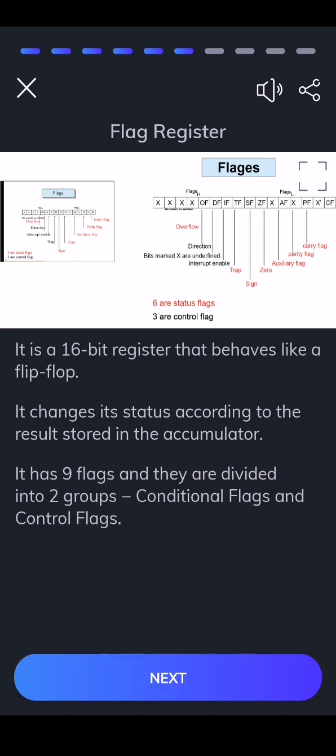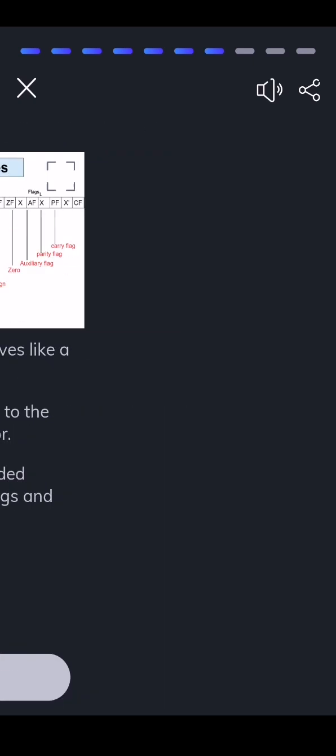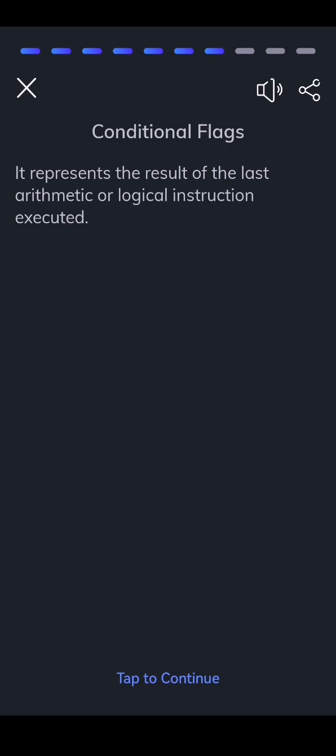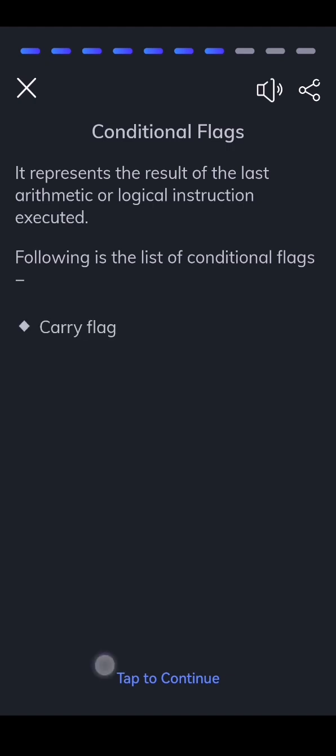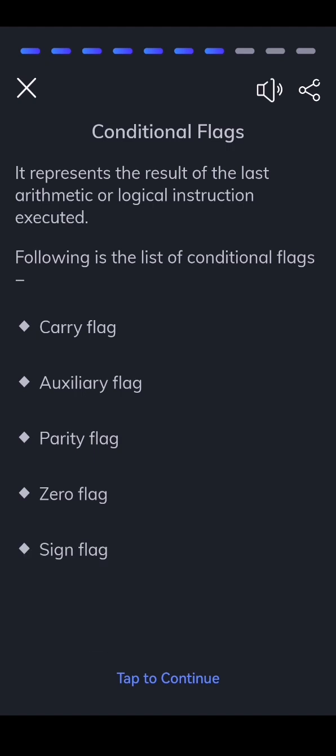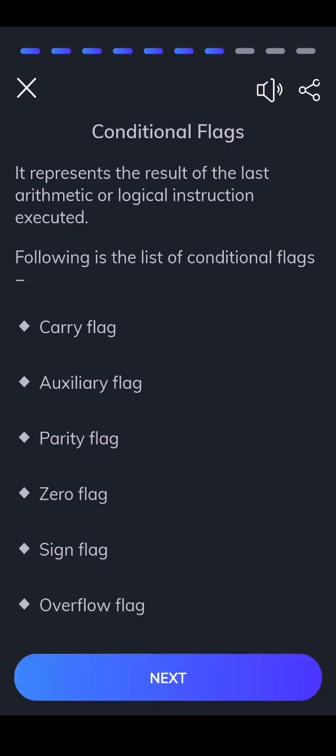It has 9 flags and they are divided into 2 groups: conditional flags and control flags. It represents the result of the last arithmetic or logical instruction executed. Following is the list of conditional flags: carry flag, auxiliary flag, parity flag, zero flag, sign flag, overflow flag.